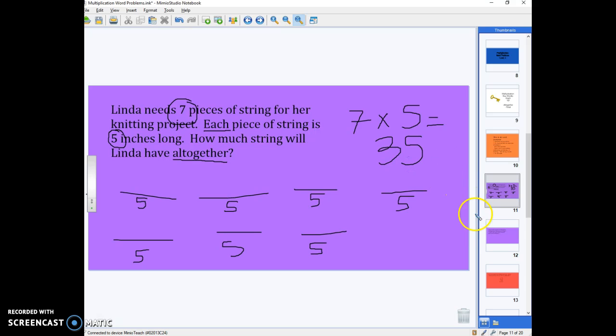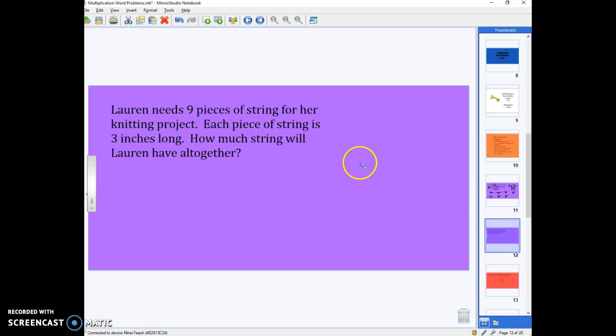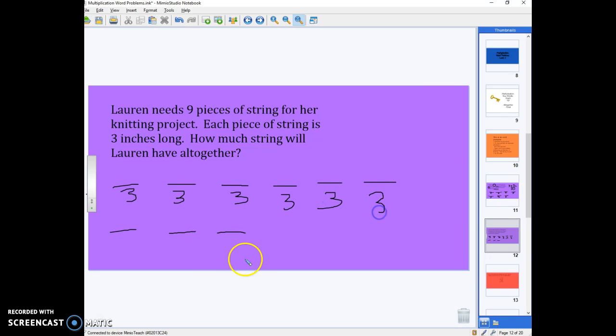So let's try that one again. Lauren needs 9 pieces of string for her knitting project. Each piece of string is 3 inches long. How much string will Lauren have altogether? So once again, 9 pieces of string. 4, 5, 6, 7, 8, 9, as best as I could. I know she has 9 pieces of string, and each of those pieces is going to be 3 inches long. So I'm just going to label it. 3 inches long.